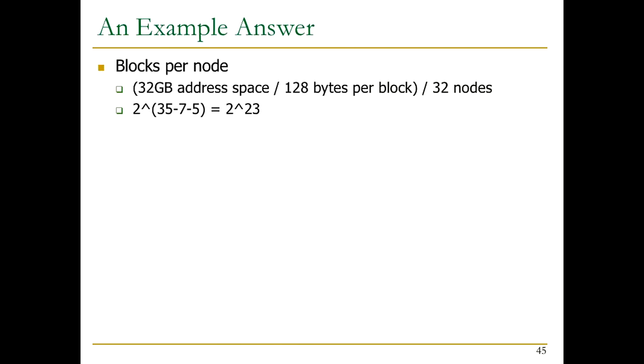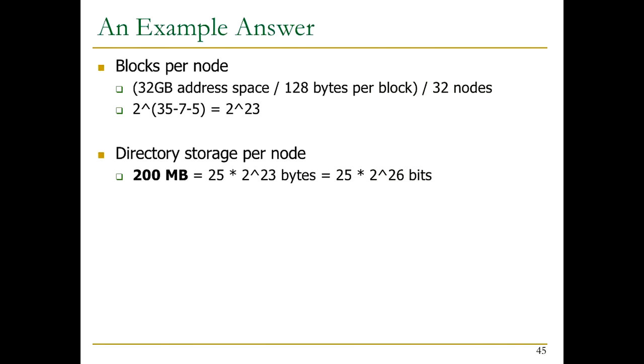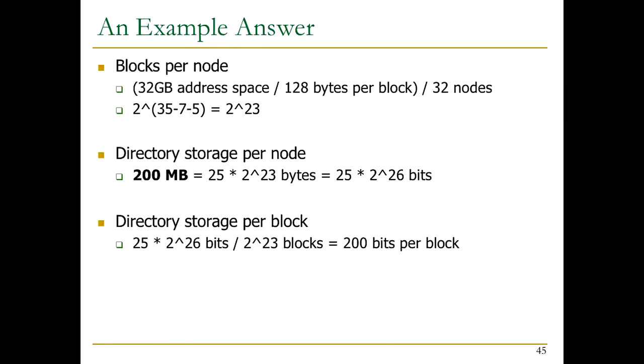So let's do that over here. So blocks per node, that's the first thing you compute. And then you know the directory storage per node, which was said to be 200 megabytes. And you could express it this way. Basically, it's 25 times 2 to the 23 bytes, 25 times 2 to the 26 bits. And we know what the protocol is. Basically, we can compute the directory storage per block now because you know each node has 200 megabytes. And you divide that by 2 to the 23. As a result, you get 200 bits per block.